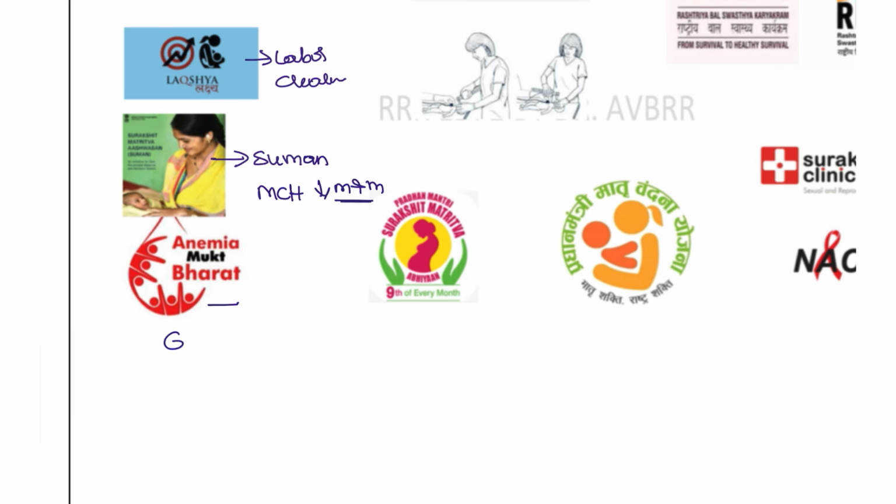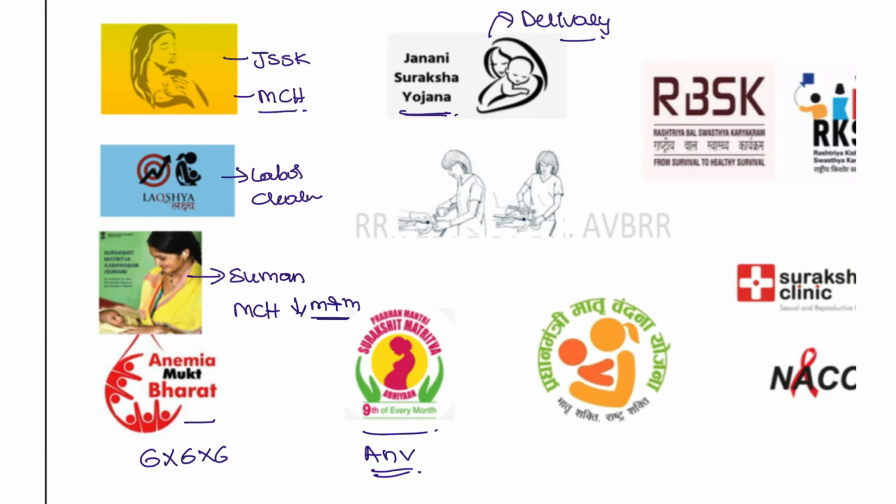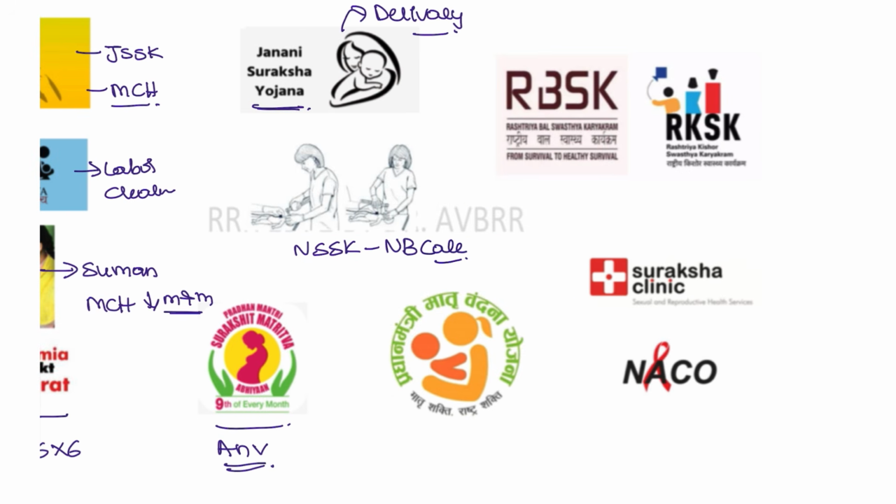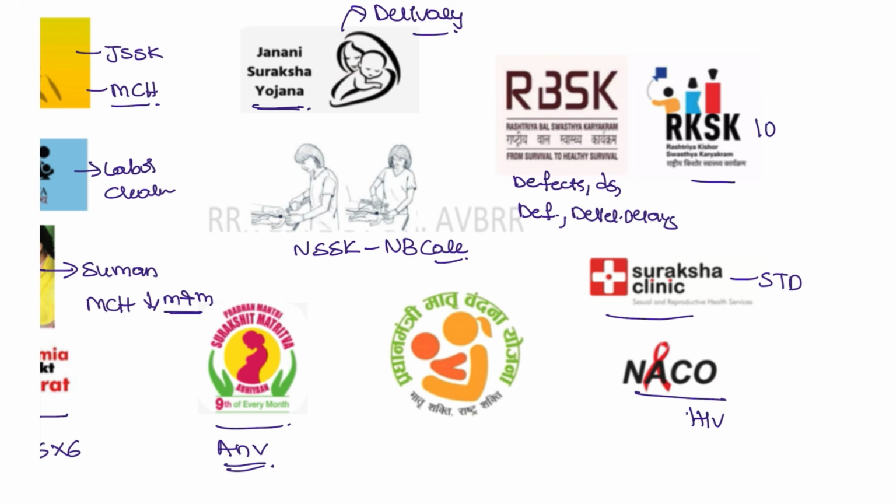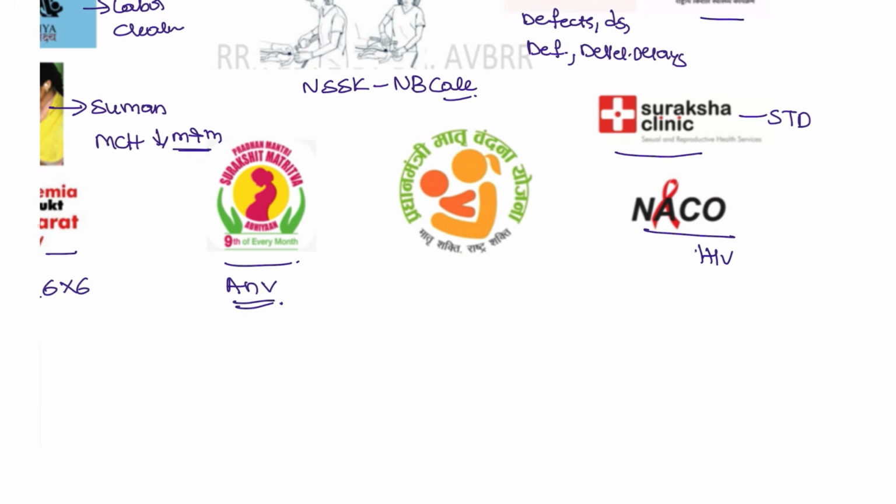Anemia Mukt Bharat logo, we have already discussed 6 by 6 by 6, and this is the antenatal visit every 9th month. And this is the Navjat Shishu Suraksha Karyakram, where newborn care training will be given. RBSK is for defect identification, disease identification, any type of deficiency identification, and any developmental delays. Suraksha clinic is for STDs. NACO is for patients with HIV, and RKSK is for children and adolescents aged 10 to 19 years.